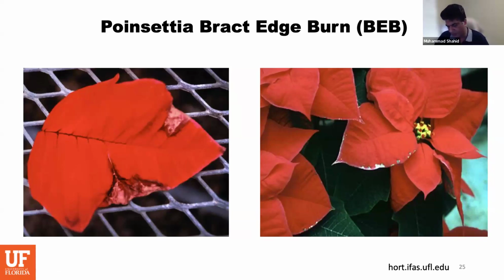When I was at the University of New Hampshire, I visited some growers in Maine, and they mentioned they are already using silicon, but their main purpose is to control poinsettia bracket edge burn.